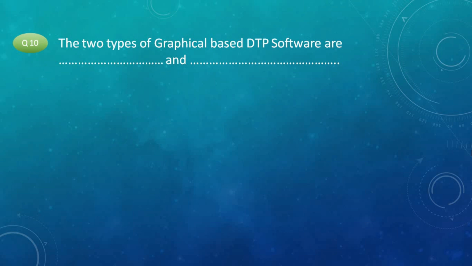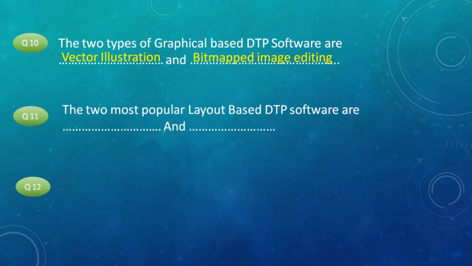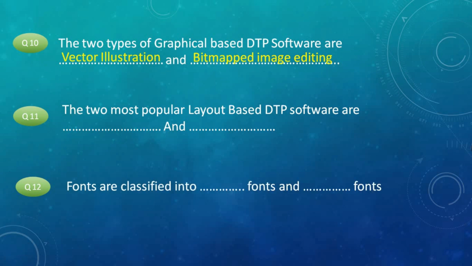Next one, the two types of graphical based DTP software are dash and dash. What are the two types of graphical based DTP software? Vector illustration and bitmap image editing application. The two most popular layout based DTP software are dash and dash. Fonts are classified into dash font and dash font.